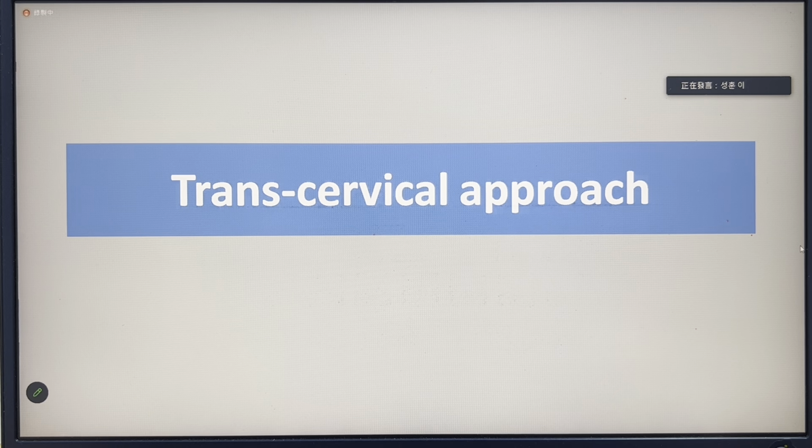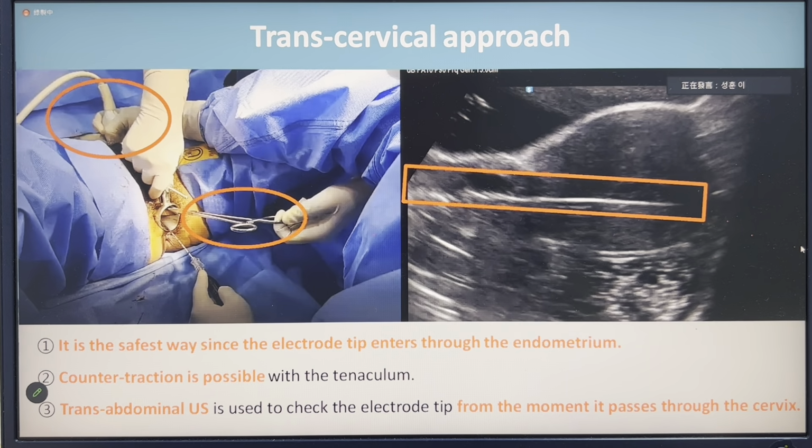The last one is the transcervical approach that I'm using. It is the safest way since the electrode tip enters through the endometrium. Counter-traction is possible with the tenaculum. Transabdominal ultrasound is used to check the electrode tip from the moment it passes through the cervix.